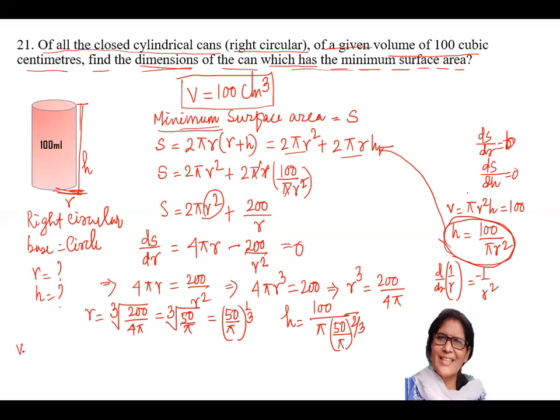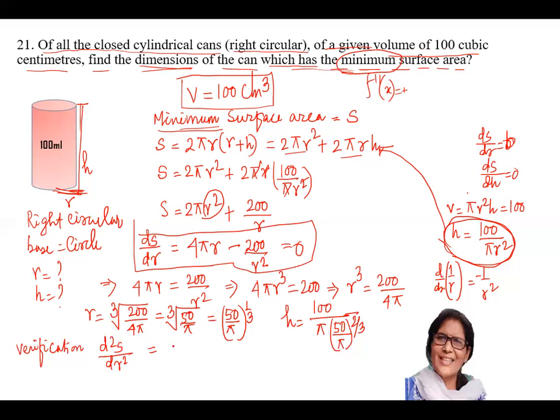Now coming to your verification. What is verification? When it is minimum, you have to show that the second derivative of the surface area with respect to r will be positive. Anything that is minimum, its second derivative is positive. So second derivative, where is the first derivative? First derivative is this. Second derivative will be 4 pi, r derivative is 1, so 4 pi, plus 400 by r cube. So this is a positive quantity. So verified.